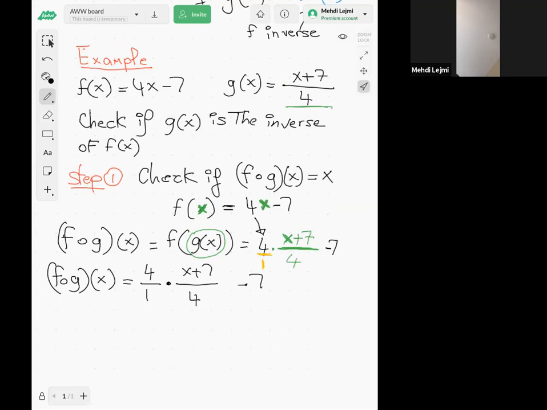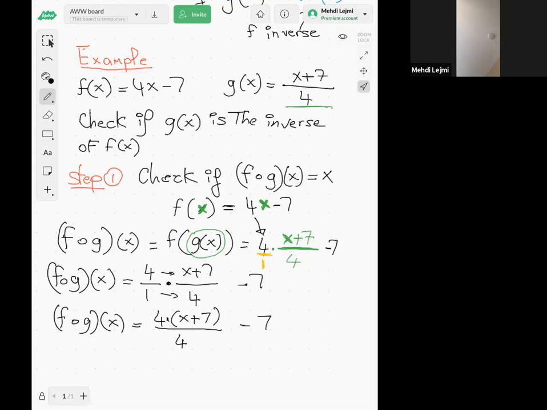It's a good idea, guys. If you have a fraction and a whole number, like here we have a 4, that's a whole number, and this fraction x plus 7 over 4, then it's a good idea to write the 4 as 4 over 1. So that will be a fraction now, right? Multiplication of fractions, you multiply straight across, so 4 times x plus 7 over 1 times 4, that's 4, and then minus 7.